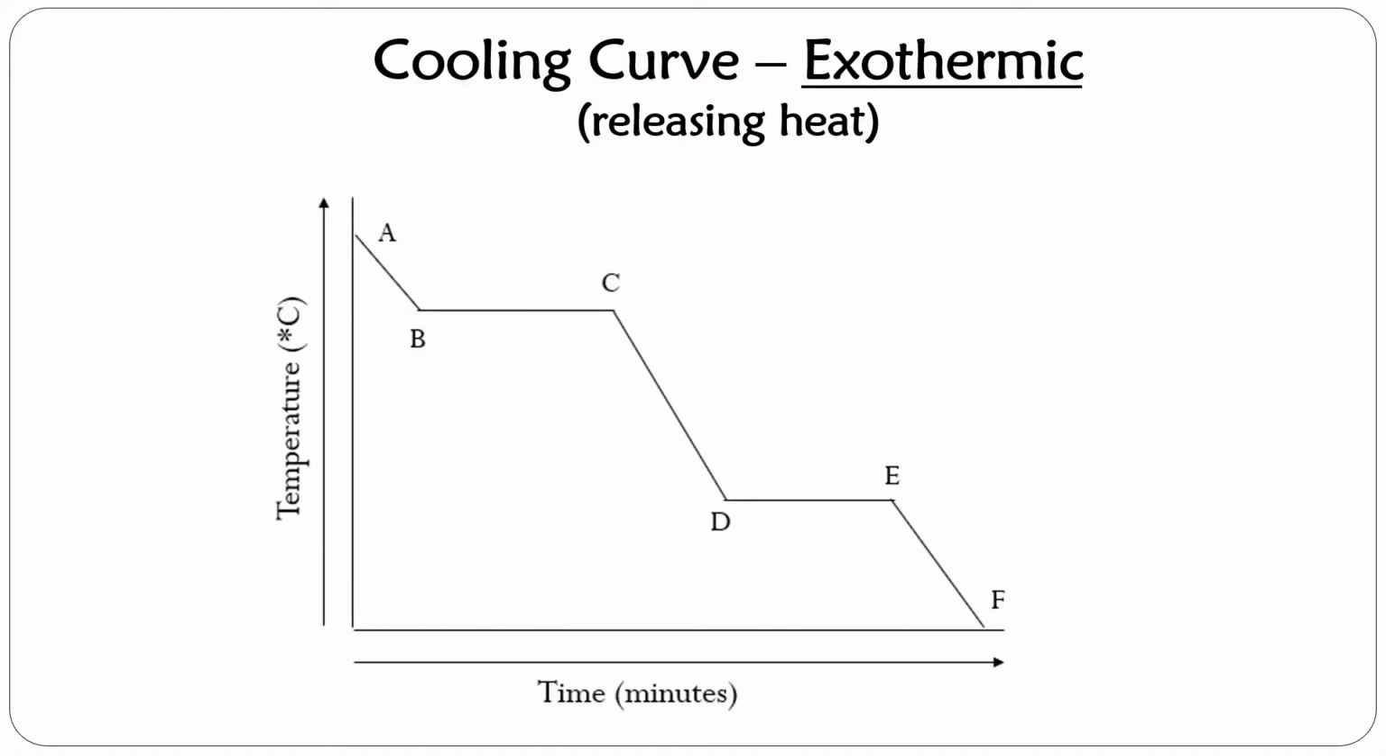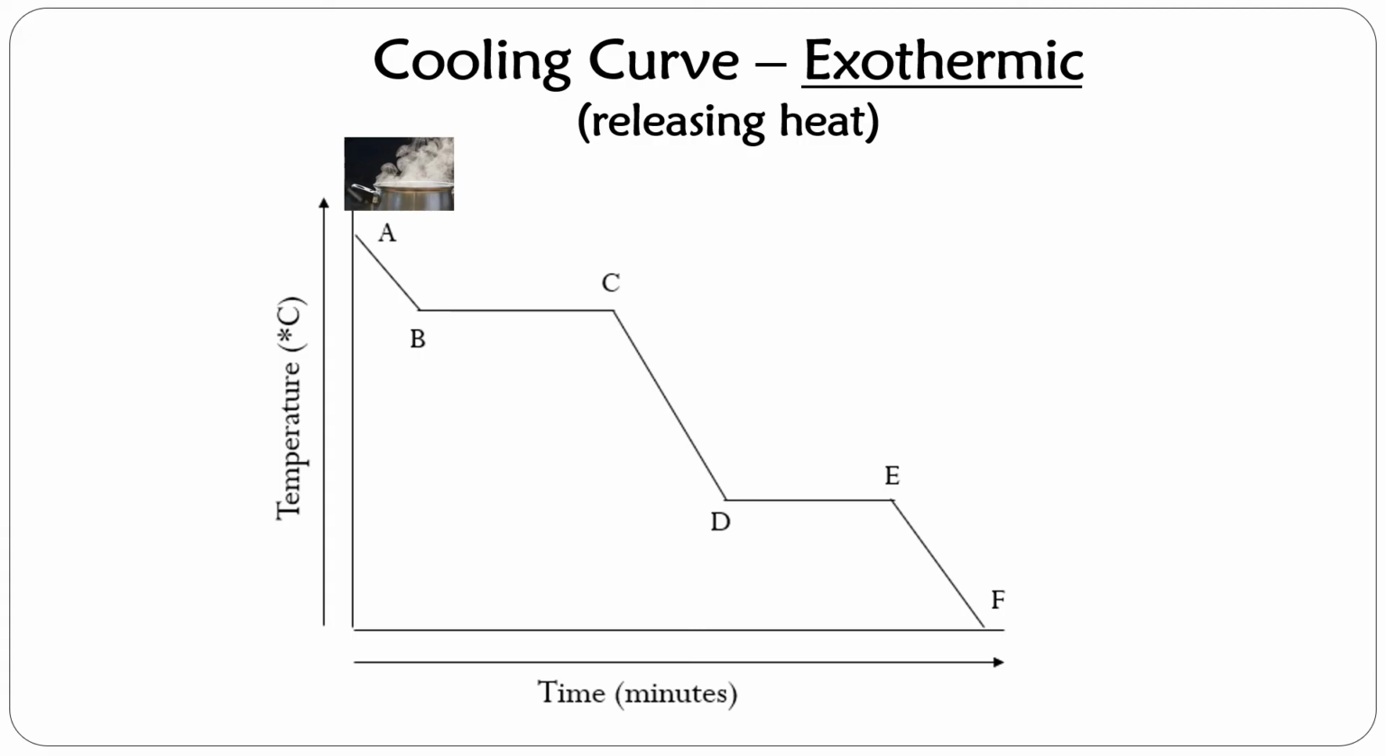So exothermic reactions give us the cooling curve, which is the exact opposite of what the heating curve looks like. So for a cooling curve, we start with a very high temperature. So remember, in the heating curve, we started with 0 temperature, but in this case, at point A, we have a very high temperature. So at that point, we have water in its gas phase, which is water vapors.